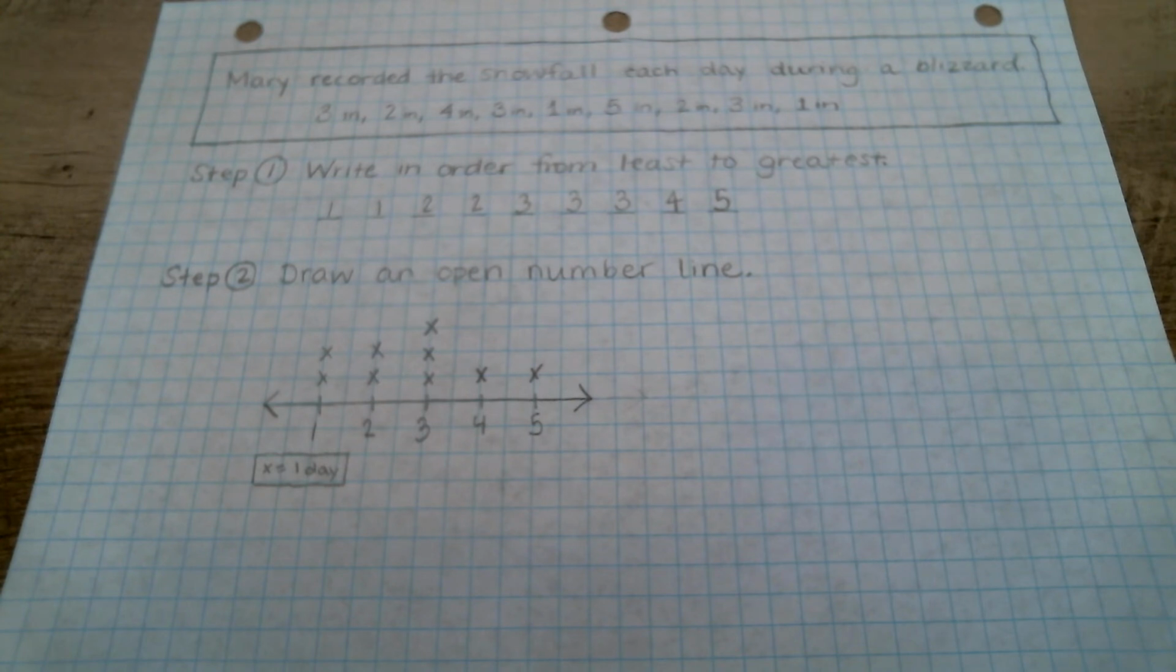Okay, we can also say that the same number of days experienced 4 or 5 inches of snowfall because both of those numbers each have 1 X. And the same number of days experienced 1 or 2 inches of snowfall because they have the same number of X's above them on the line plot.